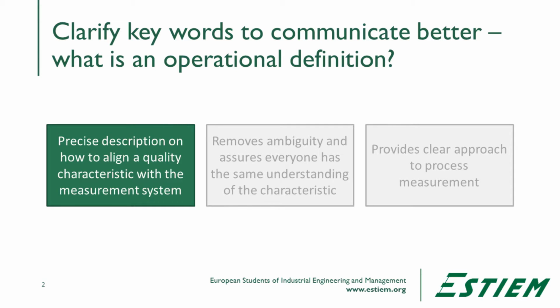Now, operational definitions were first created in the 1920s, but their history actually goes back to the 1880s. At that point in time, one of the discussions was, how do we clearly define the distinction between the labels we use for numbers and the numbers? How do we create that relationship? In 1923, a man named Percy Bridgman wrote a book, The Logic of Modern Physics, and he was the one who defined operational definitions. What he said is an operational definition is a precise description that says how we align a quality characteristic, what we name it, with a particular measurement system.